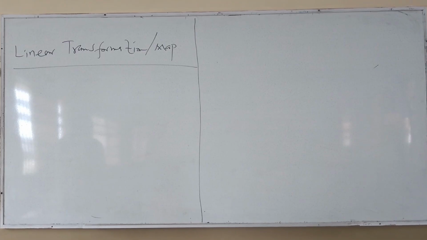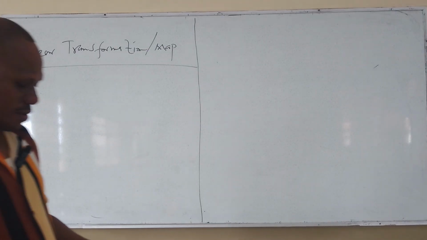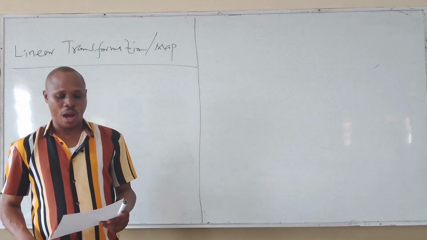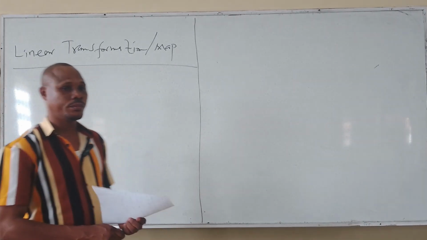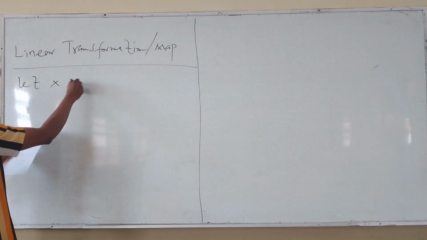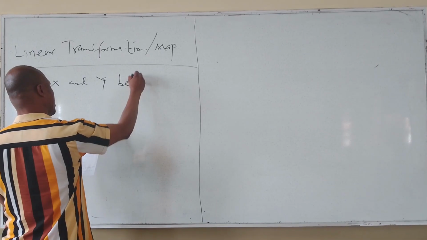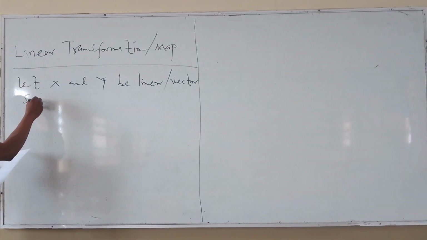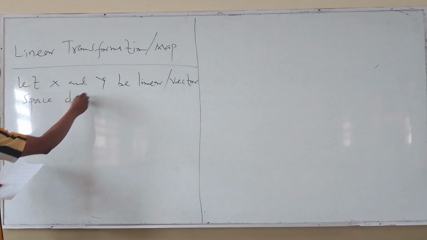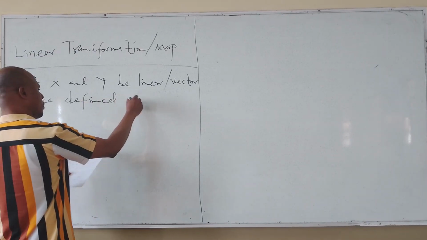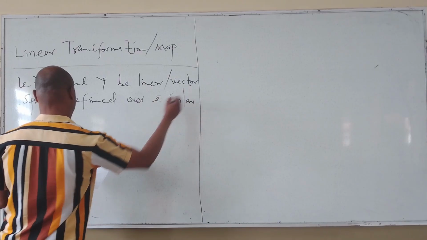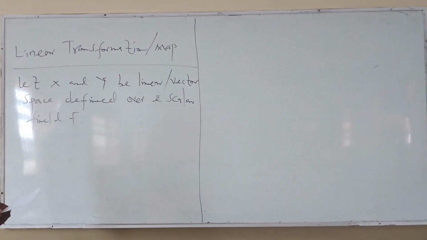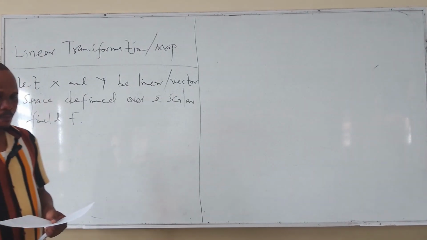Definition. Let X and Y be linear or vector spaces defined over the scalar field F.